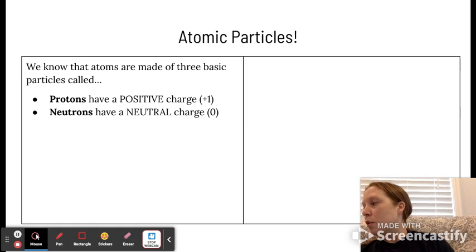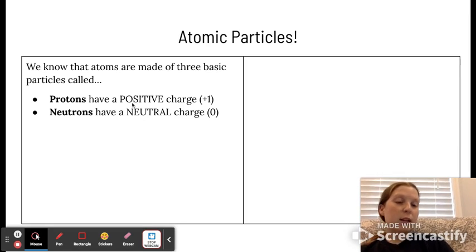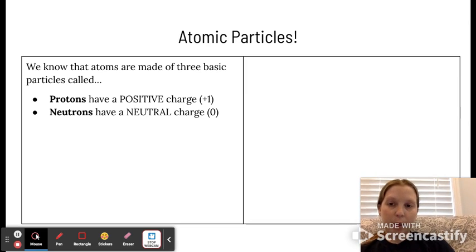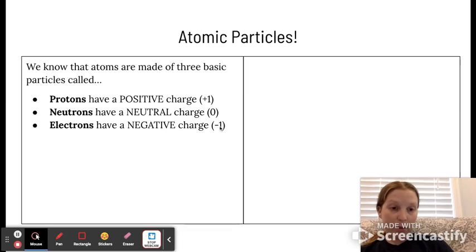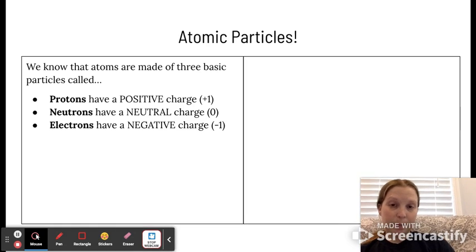Protons were discovered by Eugene Goldstein. Neutrons have a neutral charge, so they have a charge of 0. These were discovered by Sir James Chadwick, and these two are the ones that are in the nucleus. So these are the ones that compose the mass of your element. And then we've got electrons, which have a negative charge. They do not contribute to the mass of the element, and they were discovered by J.J. Thomson.